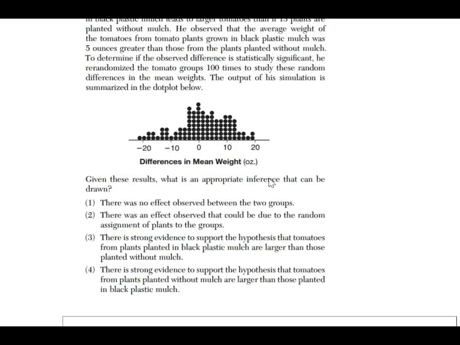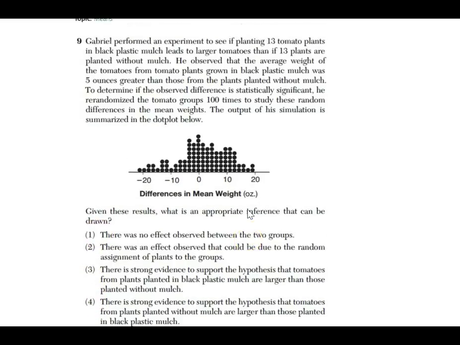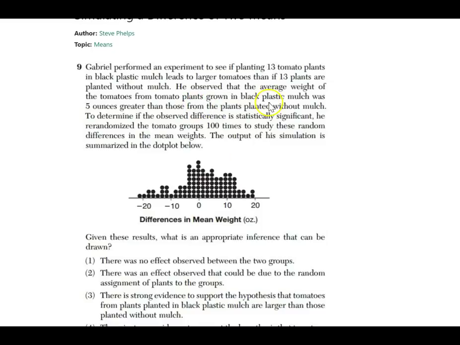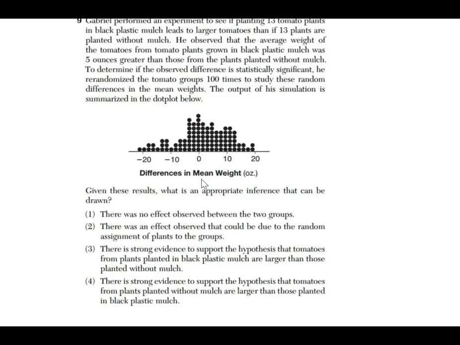So coming back up here, the correct answer here is 2. There was an effect observed, but it could be due to random chance alone or random assignments of plants into the groups. 3 and 4 were if you were to get a statistically significant result, which we did not, and 1 was there was no effect. Well, that's not true. We actually did observe an effect of a 5-ounce difference, okay? So it's just really, is that effect special enough to conclude cause and effect?